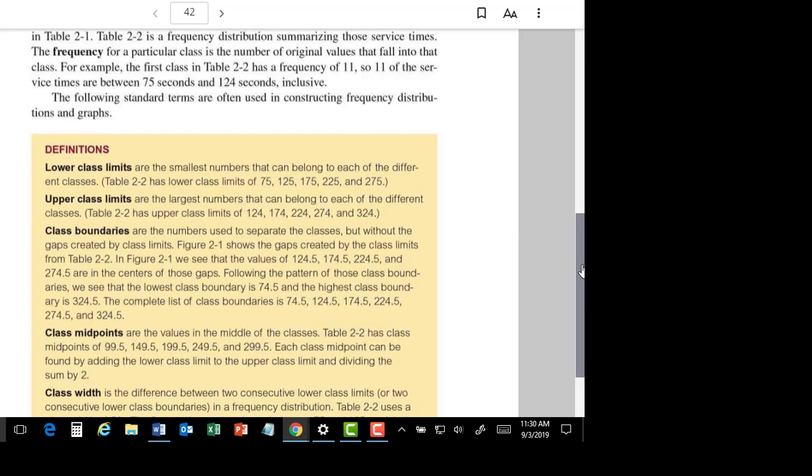Now, notice you have a 0.5. Sometimes it'll extend by 0.5, so that if you get 124, you know it's going to fall in this cell and not this cell. So there's no question of ties. It's going to fall into one cell or the other. You understand? That's why you have these sort of 124 to 174.5. And then those are the class boundaries. Now you're going to get your midpoints, which is just the midpoint of that particular cell. Right? And then here's your class width.